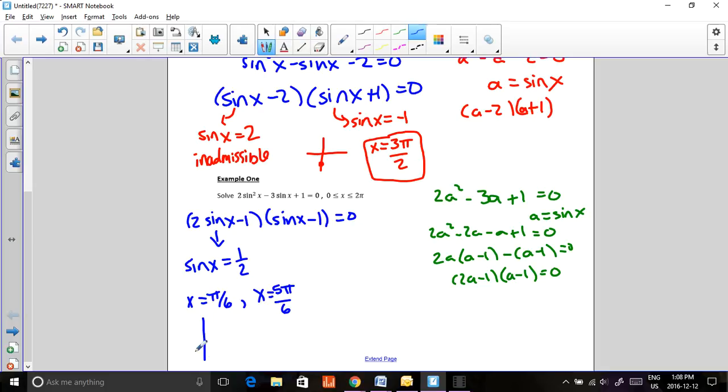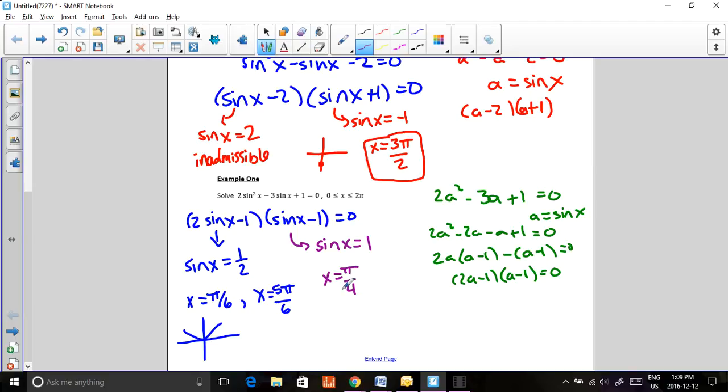Just remind yourself that sine is positive in this quadrant and this quadrant, and the related acute angle is pi over 6 from a special triangle. That's how I came up with those two answers. Now I also need to solve for sine x equals 1, and that's at its maximum, so that occurs when x is equal to pi over 4.